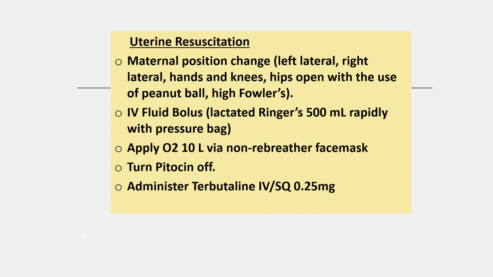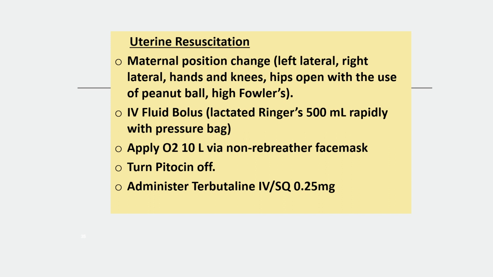IV fluid bolus, because you want to increase perfusion through the placenta. Apply O2, 10 liters via non-rebreather face mask, because again, you want to maximize oxygenation to the fetus. Turn off the Pitocin. A lot of nurses forget this. Contractions are just going to create more insult to injury. So if you can turn it off, let the baby recover. Sometimes that's what we do, we turn it off, let the baby recover, and then we may try to restart it and start over again.